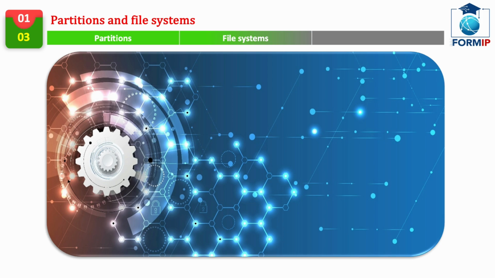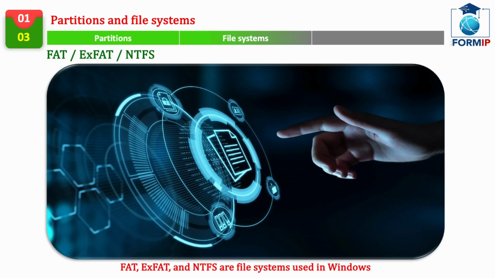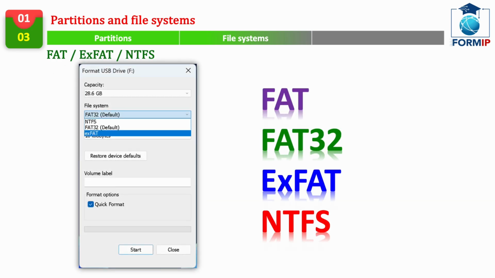Now we're going to talk about something else, which are the different types of file systems that you can have on your hard drive. A file system is the way to store information from a storage medium and to organize it into files. FAT32, exFAT, and NTFS. And we start with 3 systems that are used in Windows.